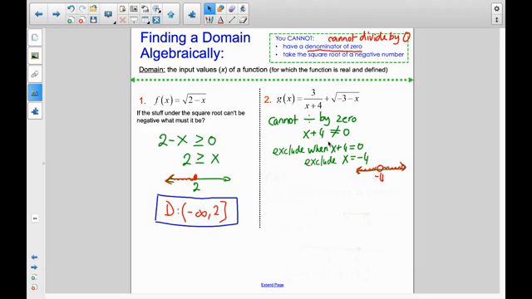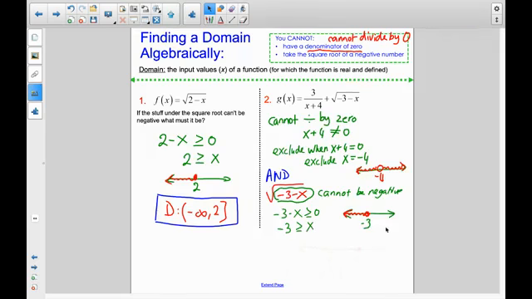Now let's have a look at the square root. It's the second thing we have to consider. We know that the square root of negative 3 minus x, just as in the last example, cannot be negative. If it cannot be negative, then it must be greater than or equal to 0. Which gives us, I'm just adding x to both sides, negative 3 has to be greater than or equal to x. Put that one on a number line and we get that.